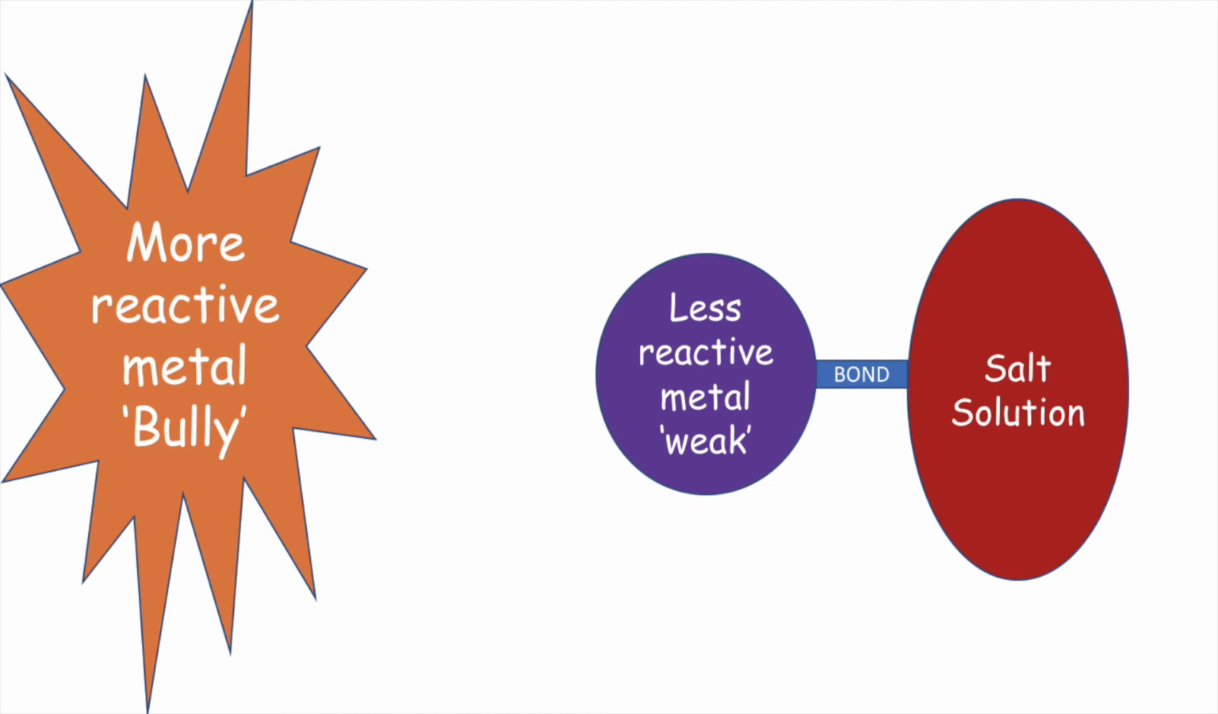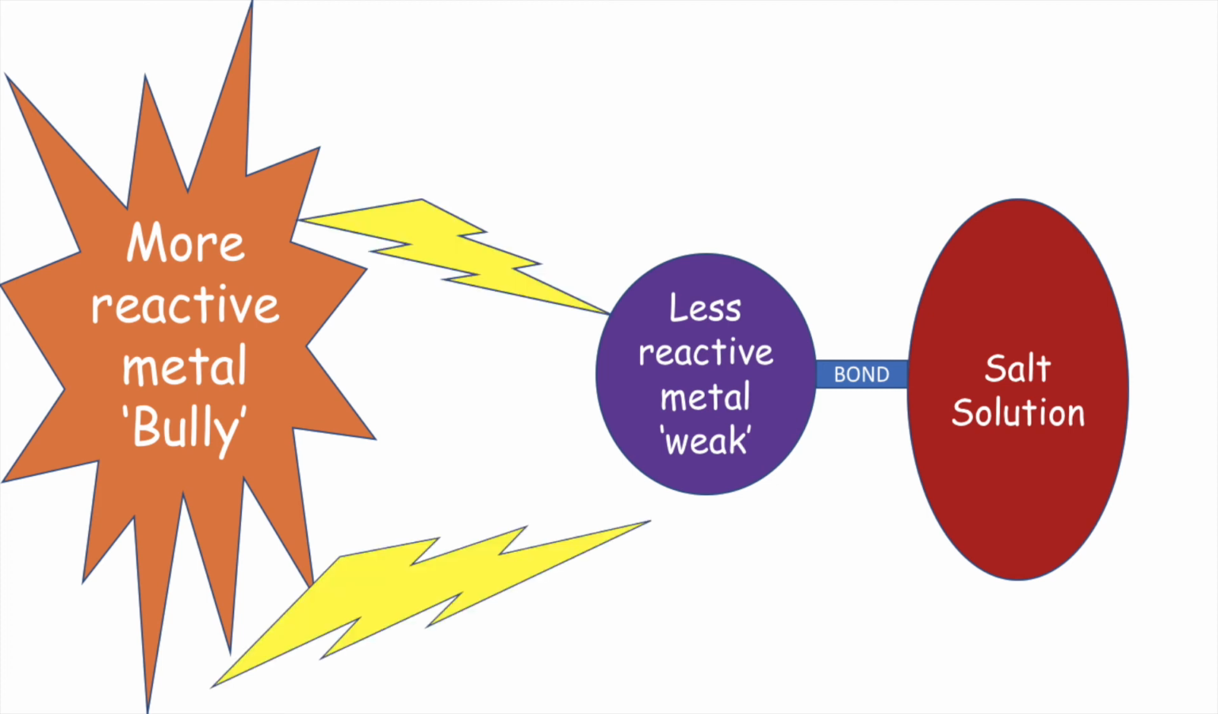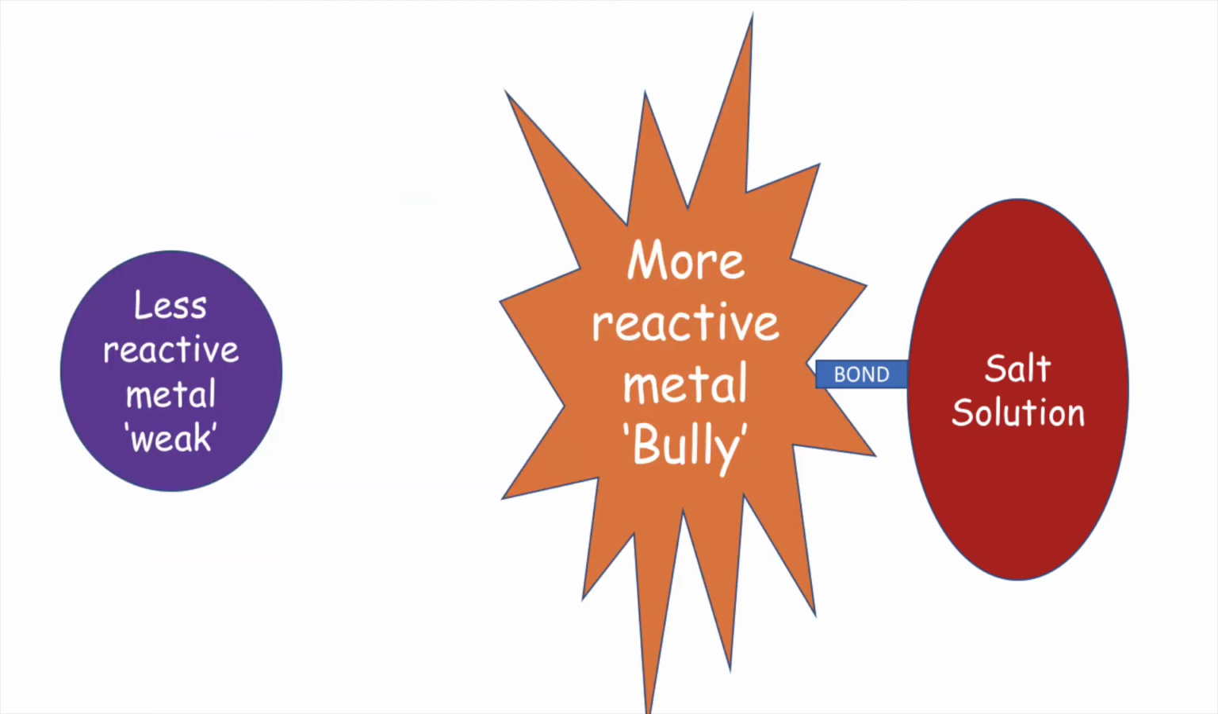So a good analogy of this is thinking of the more reactive metal as a bully, and then the less reactive metal is a little bit of a weakling. So the less reactive metal is hanging out with his little friend, the salt solution, and the bully comes along and kicks out the less reactive metal and hangs out with the salt solution herself. So she goes off with the salt solution and the weak, less reactive metal is left on his own.